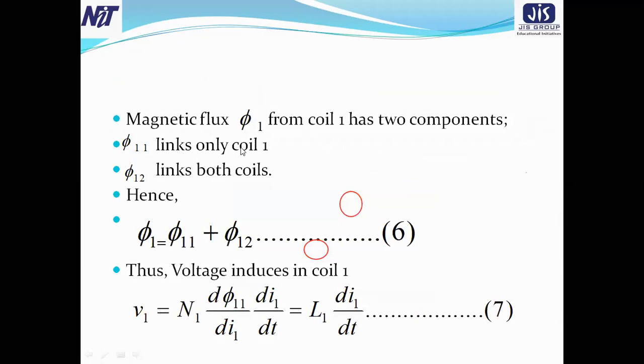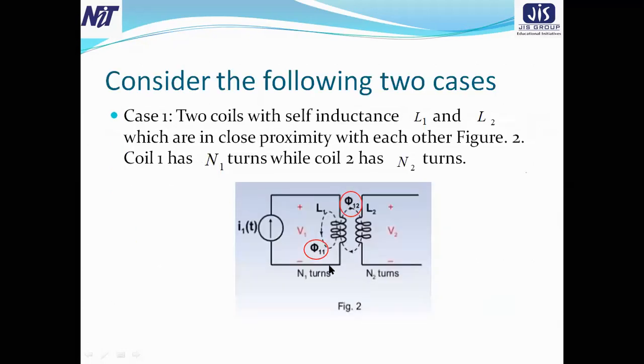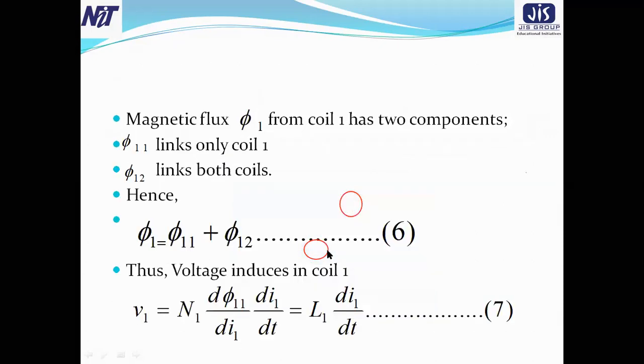φ11 links only coil 1, and φ12 links both coils. Look, this is linking. φ12 is linking coil 1 and coil 2, but φ11 is linking only with coil 1. Hence, we can say that φ1 equals φ11 plus φ12. Question number 6. Thus, the voltage induced in coil 1.